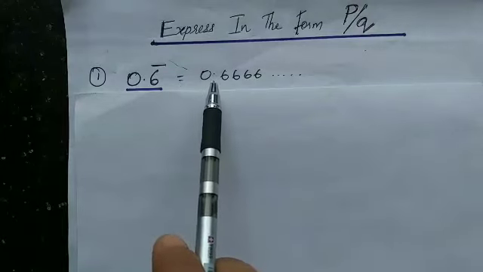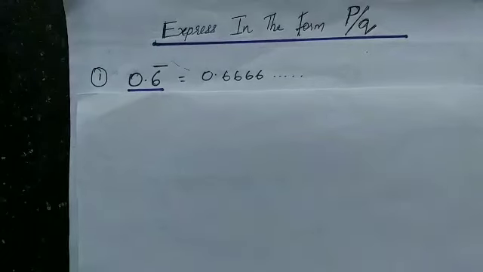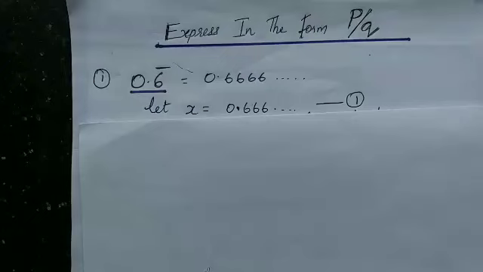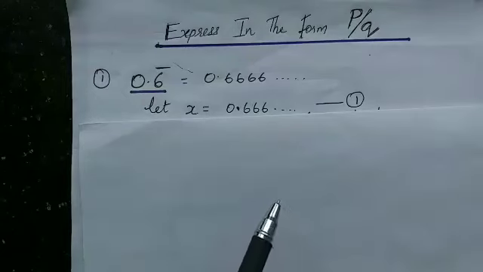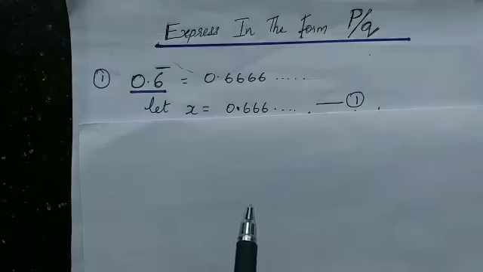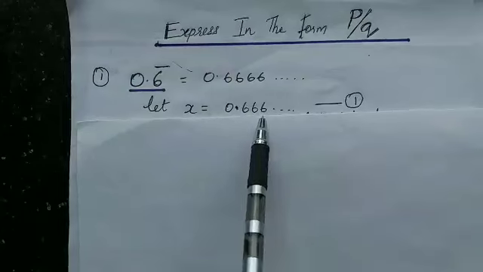So the first step you have to do is, let us take the question as x. Let x be equal to 0.6666..., and let us take this as equation 1. Since only one digit is getting repeated here, you are going to multiply it by 10. If there are two digits repeating, for example 0.2828... non-terminating, you'll be multiplying that equation by 100. But here, since one digit is getting repeated, you multiply it by 10.